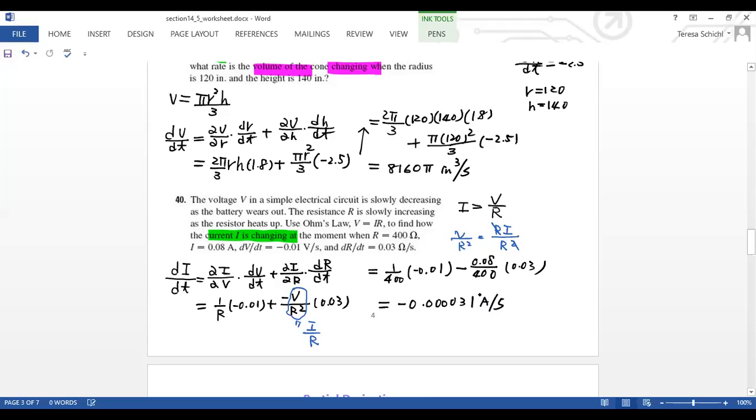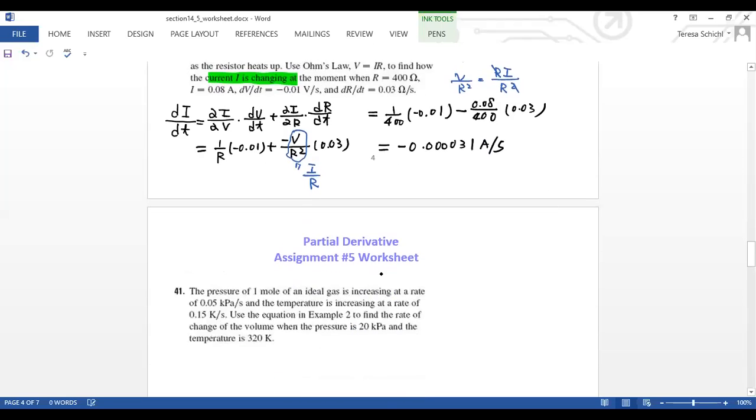As you can see, this is similar to related rates, because they're both related to a variable over time, and you use the partial derivative to find the rate of change. Okay, so let's do one last one.